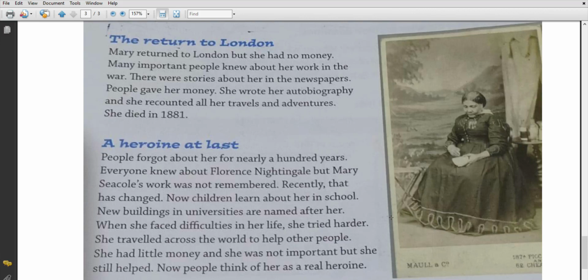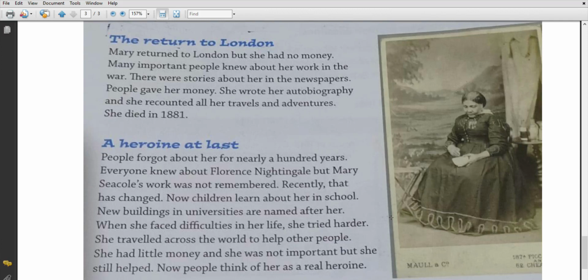When she faced difficulties in her life, she tried harder. She traveled across the world to help other people. She had little money and she was not important, but still she helped. Now people think of her as a real heroine. Okay, please answer this question. What did she write? She wrote her autobiography, her travels and adventures.